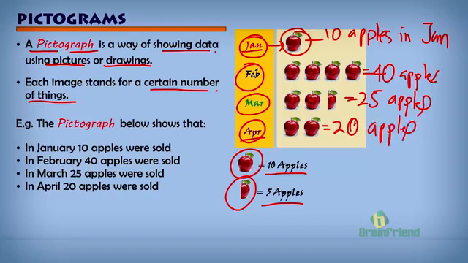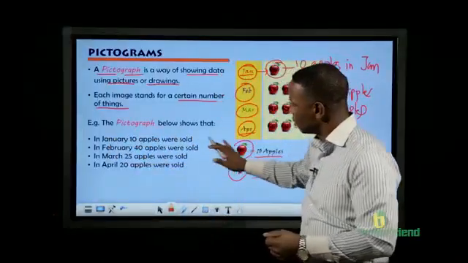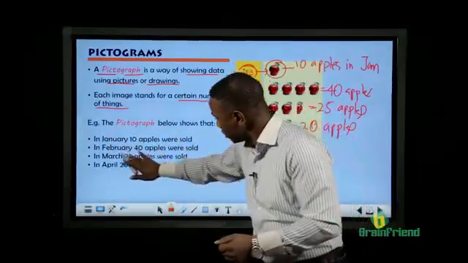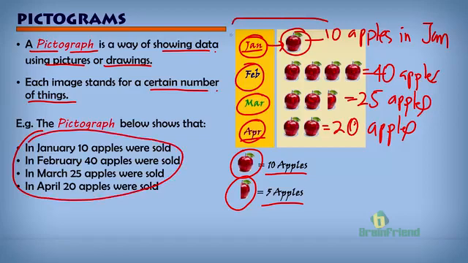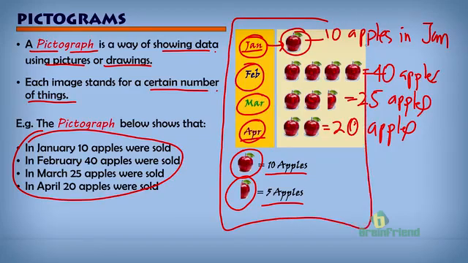So we see that in January, 10 apples were sold. In February, 40 apples were sold. In March, 25 apples were sold. In April, 20 apples were sold. All of this information can be easily presented to us using this pictogram here.